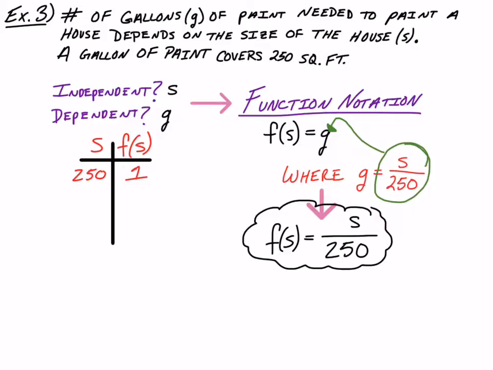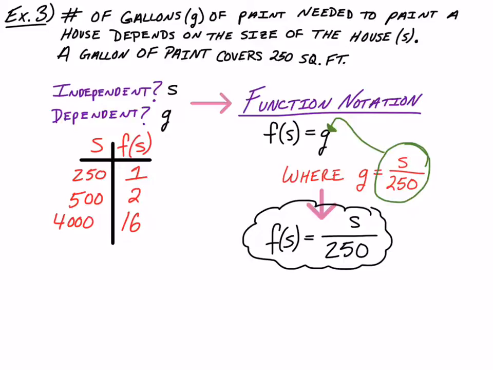What's the next simple, easy value? What if we have 500 square feet to paint? Well, plug in 500 for S, you should only need 2 gallons of paint. How about 4,000 square feet to paint? Well, if 1,000 got me 4 gallons, 4,000 should get me 16 gallons. So if you plug in 4,000 for S, divide by 250, 16 gallons of paint.